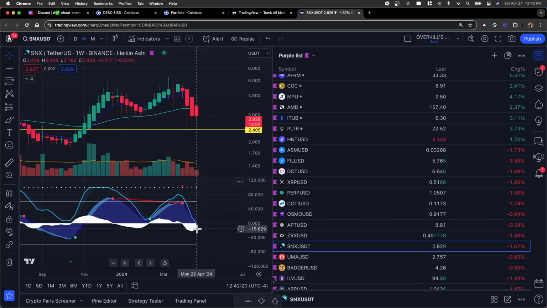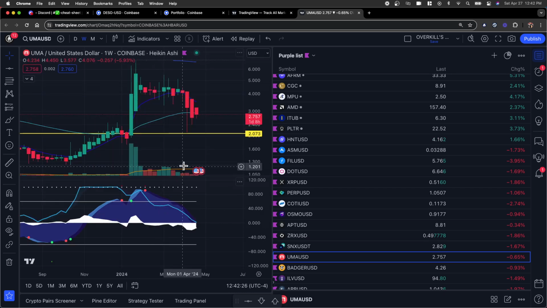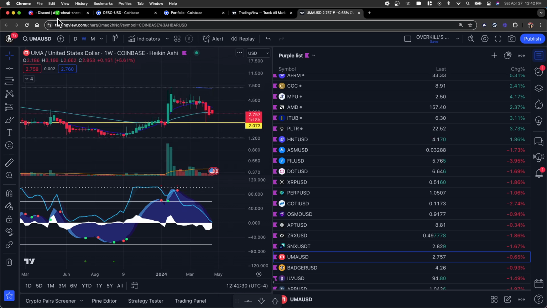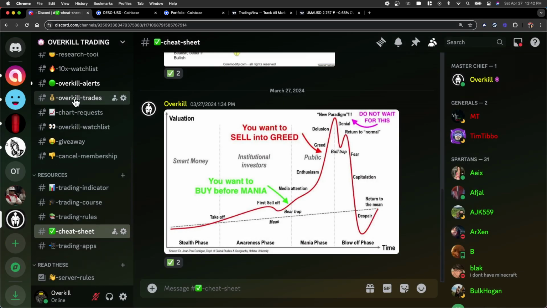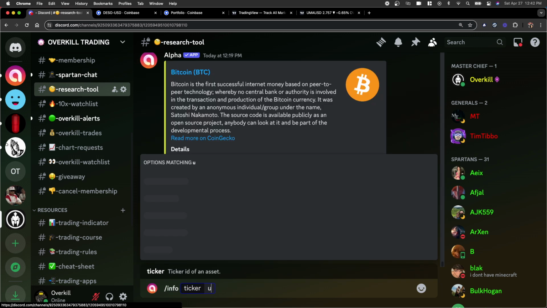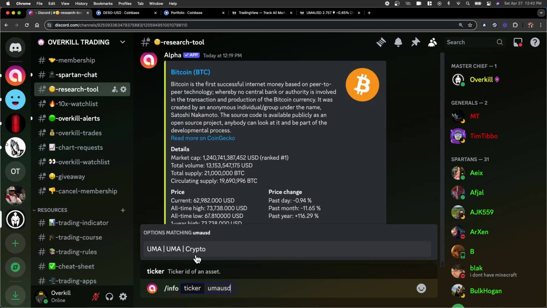Here's SNX also sitting down there on the floor. Again, I'd start my position now that we're on the floor, and then I'd add to it when we get the green dot. Here's UMA. Ugh. I don't know about this one. What's this one do? I feel like I look this one up every single time we do a video recently.